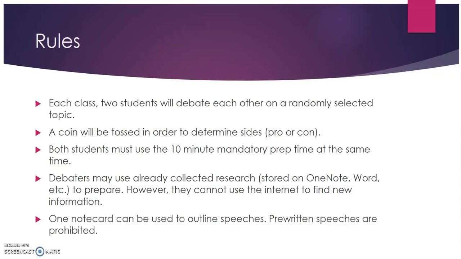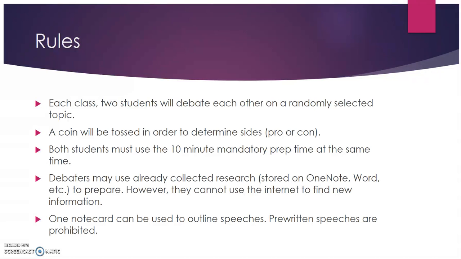So the rules for extemporaneous. Each class, 2 students will debate each other on a randomly selected topic. So I'll have these topics kind of in a bucket, or I'll put it in like an online randomizer, and I'll draw a random topic and then I'll draw 2 random students. After the topic's drawn, a coin will be tossed to determine who is going to do the pro side of the topic and who's going to do the con side. Whoever wins the coin toss gets to decide if they want pro or con.